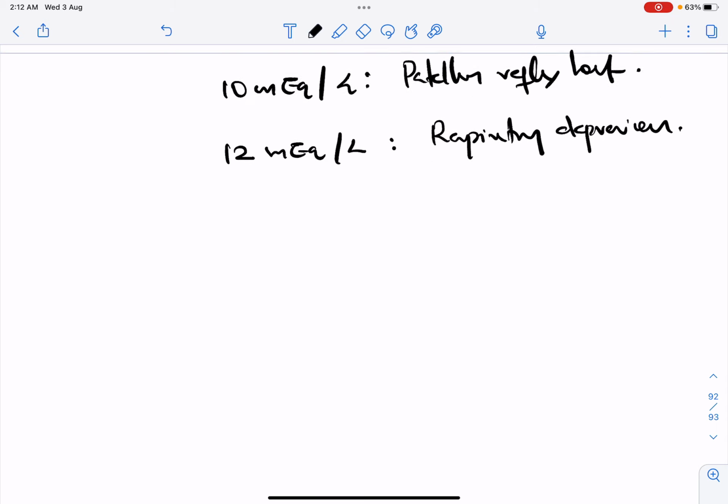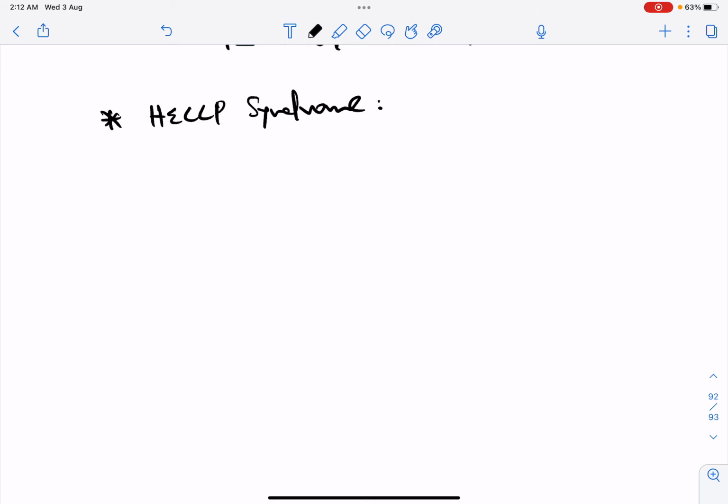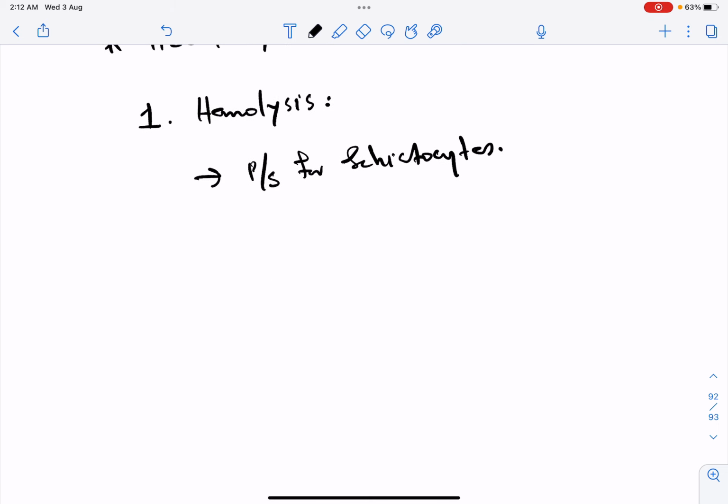Now we are moving on to the last topic, that is HELLP syndrome. The criteria for diagnosis: HELLP itself is the mnemonic for the criteria. First, H corresponds to hemolysis. So look at the peripheral smear for schistocytes. Examine the peripheral smear, and the bilirubin may be elevated more than 1.2 mg per deciliter.